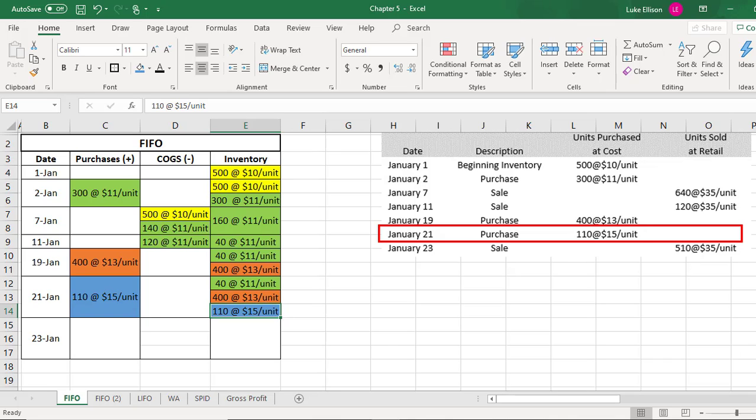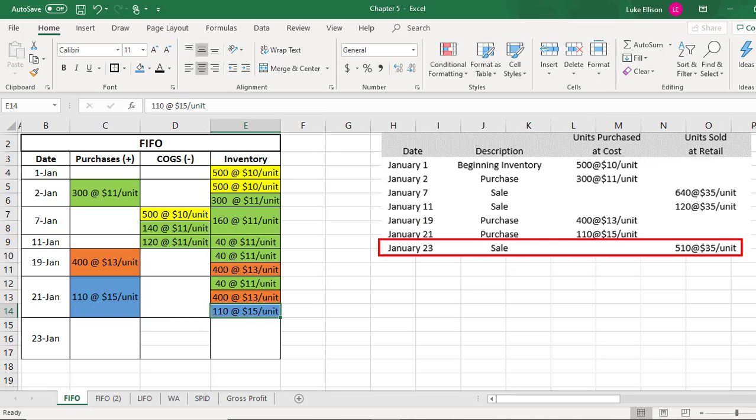Finally, on January 23rd, we have a sale of 510 units, which means we get to use the cost of goods sold column again. Remember, since we are using the first in first out method, we need to start with the inventory that was there first. In this case, the green units. Next, we can move on to the next oldest units, which would be the orange units.